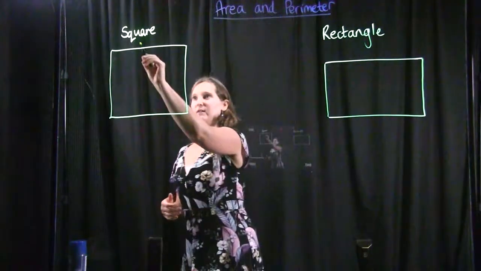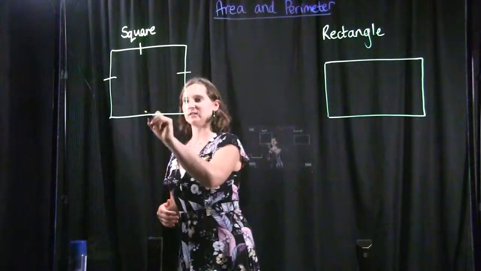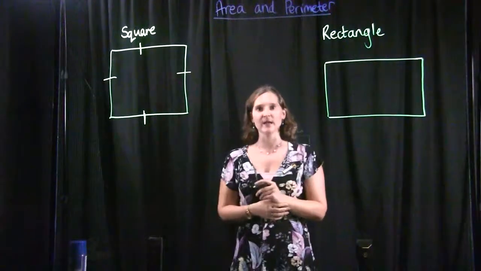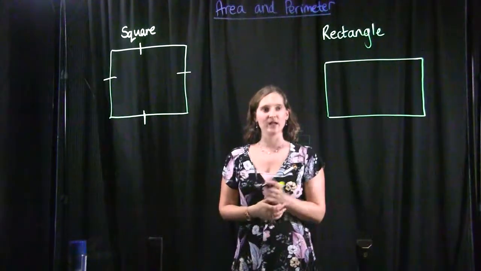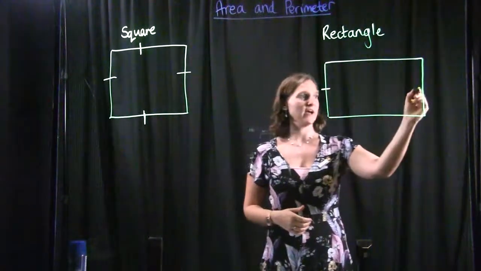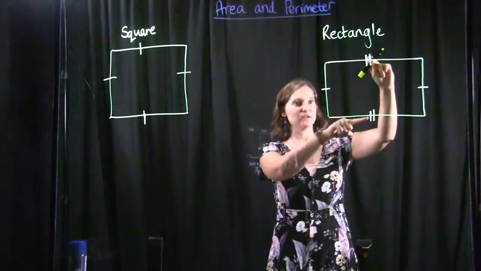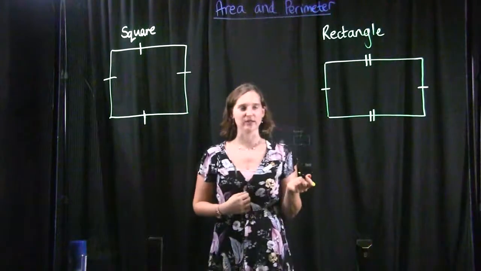In a square we know that we have 4 equal sides. Alright, so that line there, the fact that we've got one line on each side means that they are all of equal length. And in a rectangle we have 2 pairs of sides that are equal in length, but these 2 sides are a different length to those 2 sides.